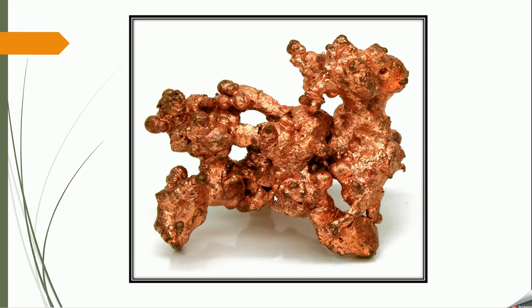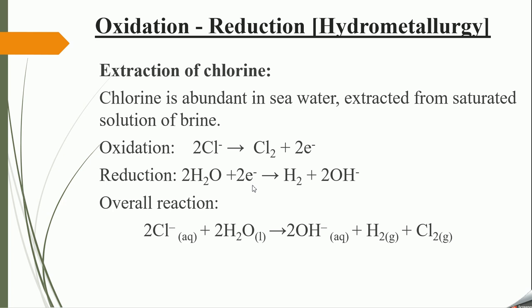Now the next concept, here in this picture you can see the copper metal. Copper metal looks like this. Now the next concept is oxidation reduction method or hydrometallurgy. So you already studied what is hydrometallurgy. The process of obtaining metal from its ore by preparing aqueous solution of ore by salts or acids. That is known as hydrometallurgy.